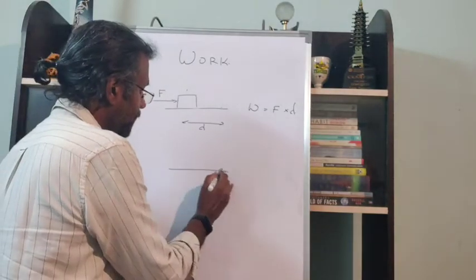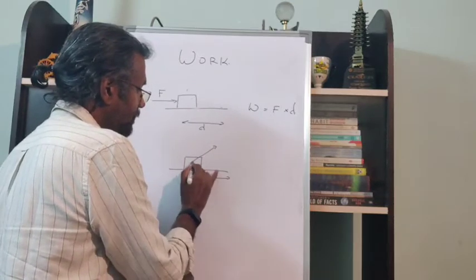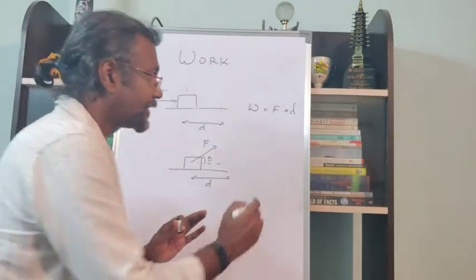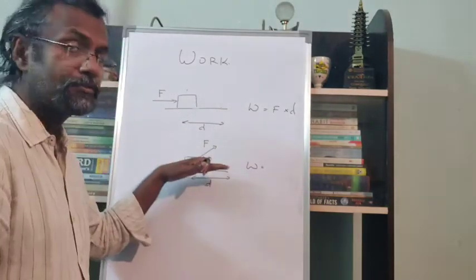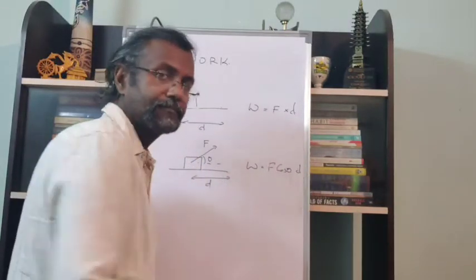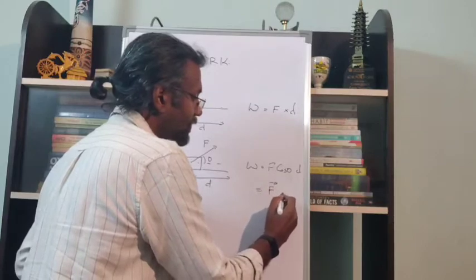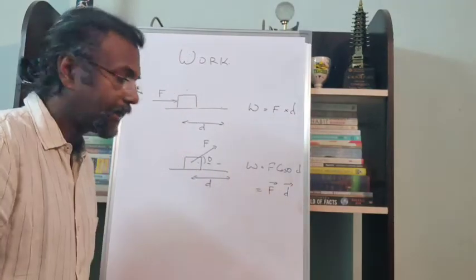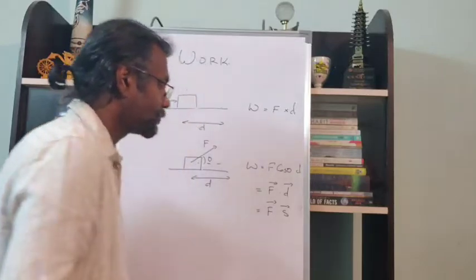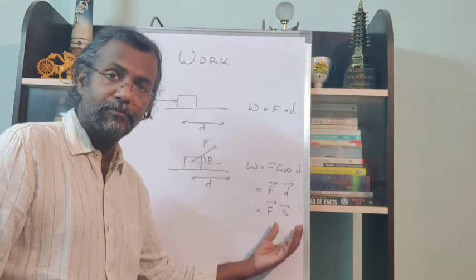Now let's take another case where there is a body, a force is applied in this direction and a displacement D happens. That means there is an angle theta between the force and the displacement. In such a case, we calculate the work by first multiplying the component of force in the direction of displacement, that is F cos theta, into D. In other words, this is the dot product between force and displacement. I'm going to write the displacement as S so that it will be easy later. Work is equal to the dot product between the vector of force and displacement.